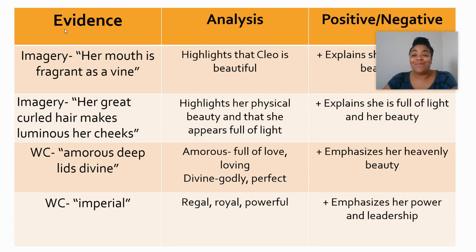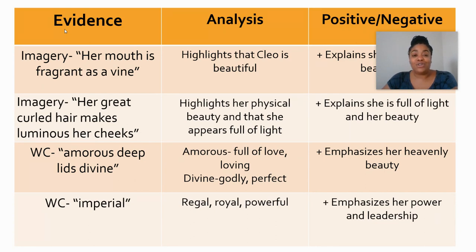All right, scholars. So I wrote that this was positive, that the word imperial emphasizes her power and her leadership. So in your independent practice today, you will have another piece of evidence. You must analyze that evidence. Remember, when it is a word choice, the easiest way to analyze the evidence is to find synonyms that represent the word. After you've done your analysis of the word, you're going to write if it has a positive or a negative connotation and explain why.